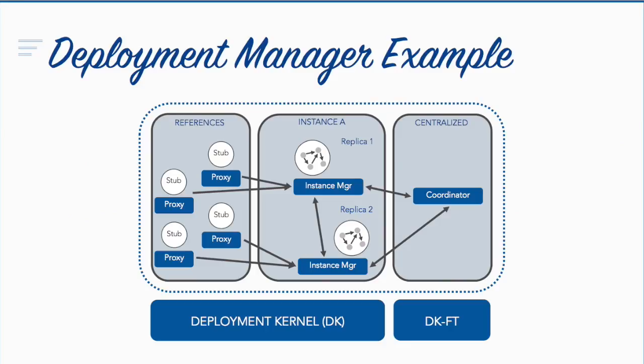And this is a deployment manager example. In this example, you can see the deployment of deployment manager components for a Sapphire object A. As seen here, the deployment kernel can instantiate multiple proxies and instance managers, but there can only be one coordinator, so that's pretty important. And the DKFT is a set of fault tolerance DK nodes.